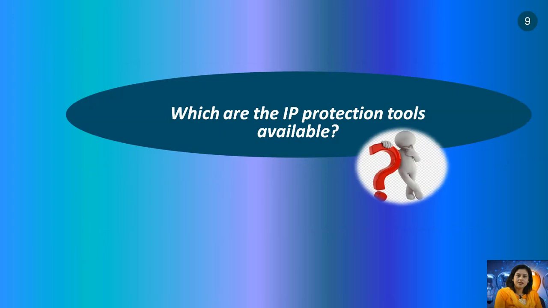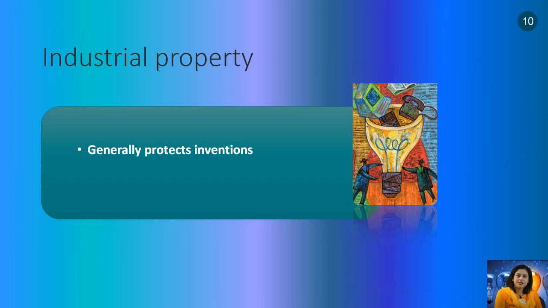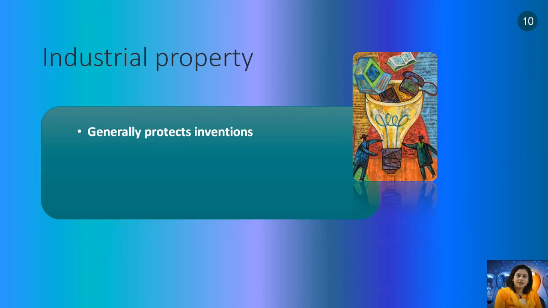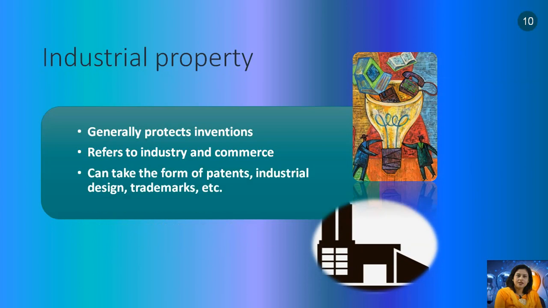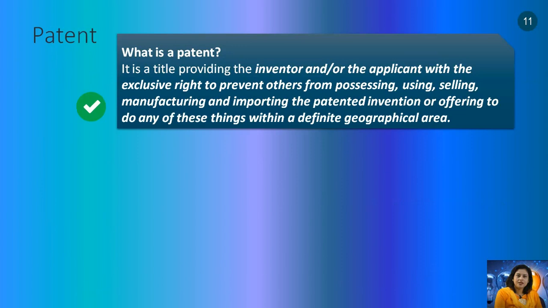Which are the IP protection tools that are available? Let us have a look at it. Industrial property generally protects inventions from the industry or from e-commerce or commerce, and they can take the form of patents, industrial design, trademarks, and so on. Now, what is a patent? A patent is a title providing the inventor and or the applicant with the exclusive right to prevent others from possessing, using, selling, manufacturing and importing the patented invention or offering to do any of these things within a definite geographical area.